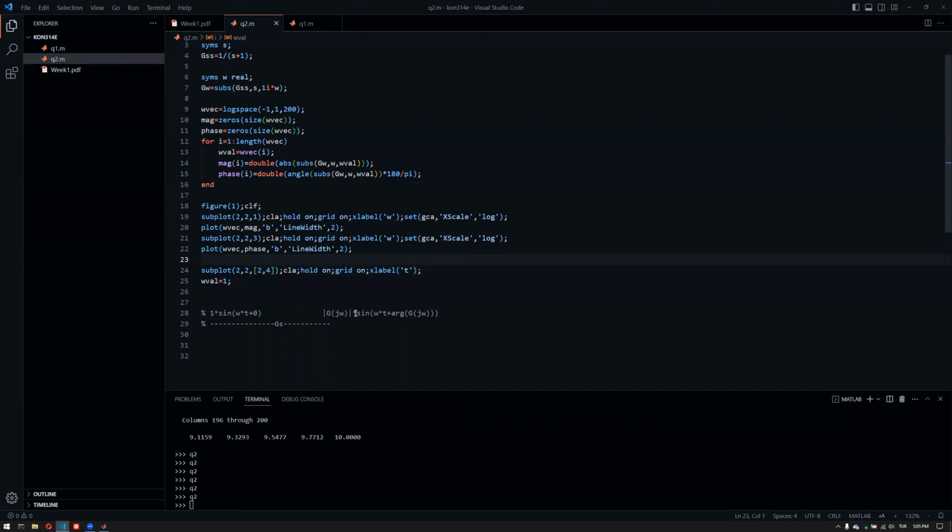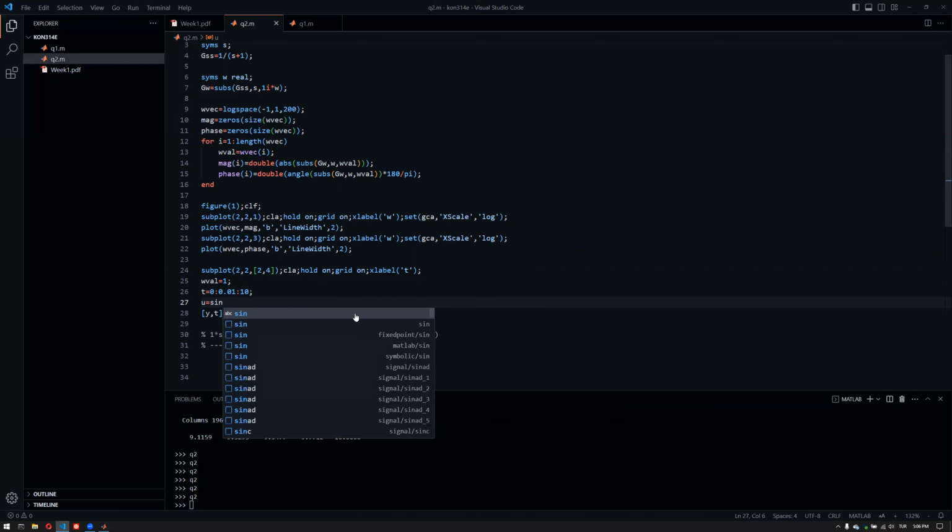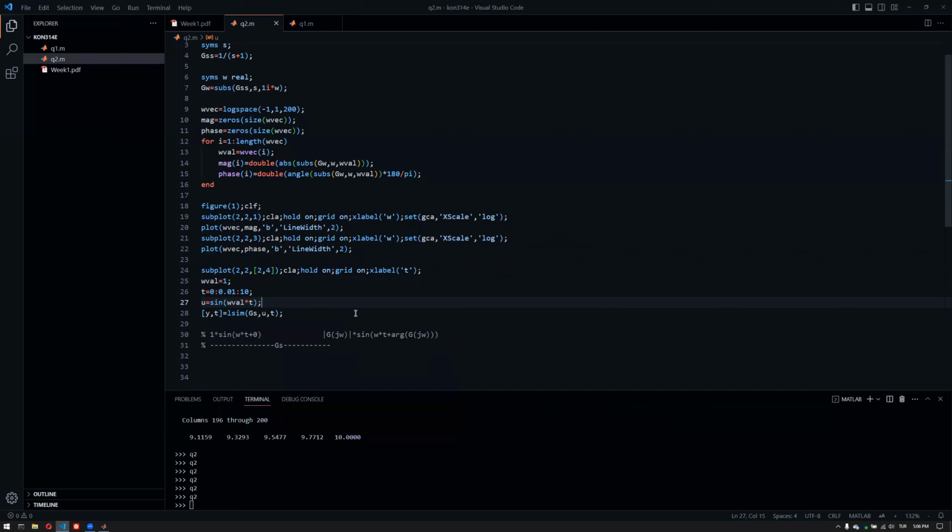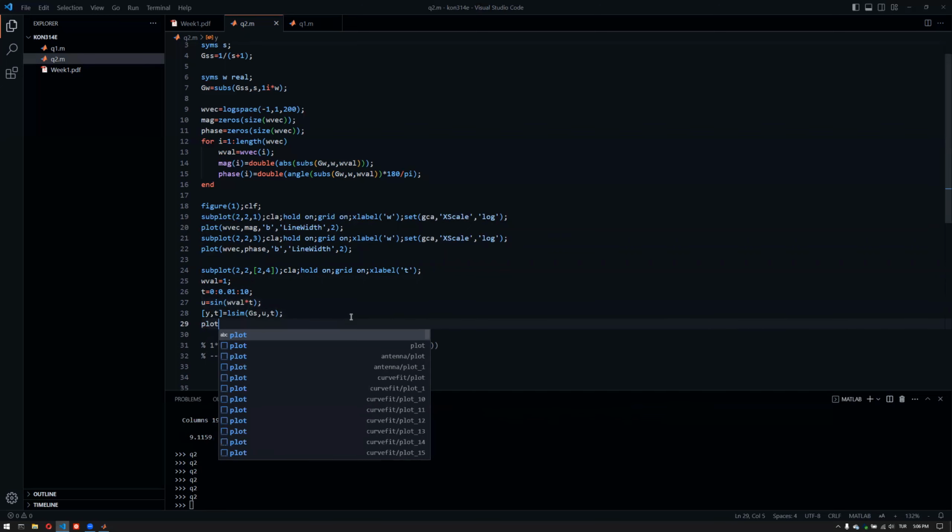Now I want to basically use LSIM y and t, LSIM with the transfer function itself, with the certain input and time vector. So we can create the time vector with a step size of 0.01 and then like 10 seconds. And then the input should be sine omega t, so omega val t in this case. And I'm going to apply this input. And then I want to plot it here.